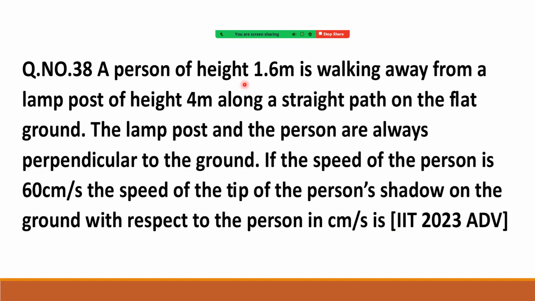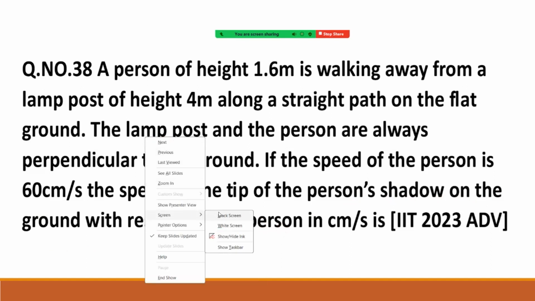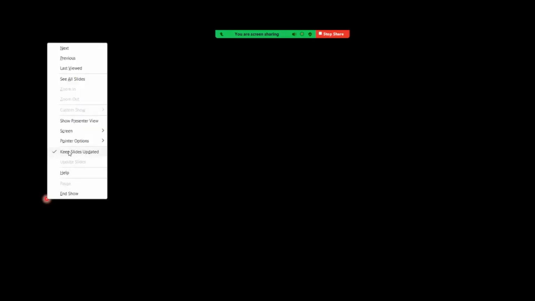So we are given the height of the person 1.6 meter and there is a lamp post. Height is 4 meter. And given here, speed of the person is 60 centimeter per second. We have to find the speed of the tip of the person's shadow on the ground with respect to the person. Let us see. First of all, see the given data.